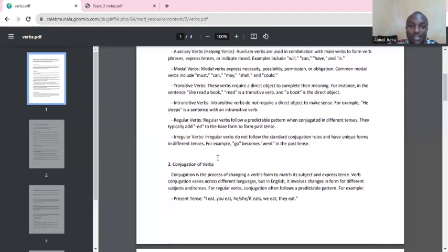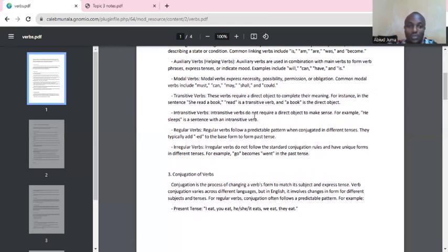So we shall continue with the types of verbs, and we are going to have the transitive and intransitive verbs. The transitive verbs are verbs that require a direct object to complete their meaning. For instance, the sentence, she read a book. Now read requires a direct object to complete the meaning of the sentence. And on the other side, the intransitive verbs are verbs that do not require a direct object to make a sentence.